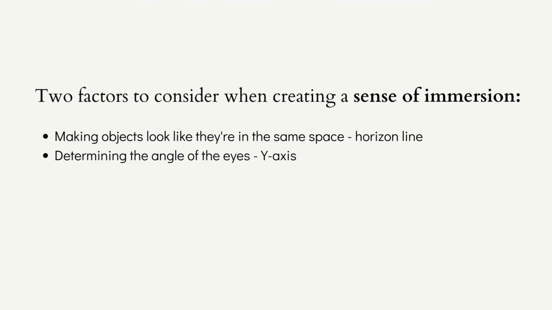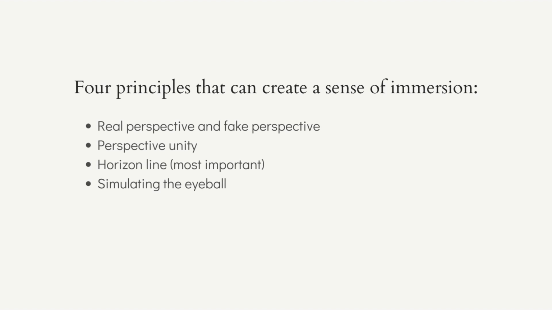There are two factors to consider when creating a sense of immersion for your audience. Making objects look like they're in the same space: horizon line, determining the angle of the eyes, y-axis. These are four principles that can create a sense of immersion. They are basic knowledge of perspective, as long as you can draw a box: real perspective and fake perspective.